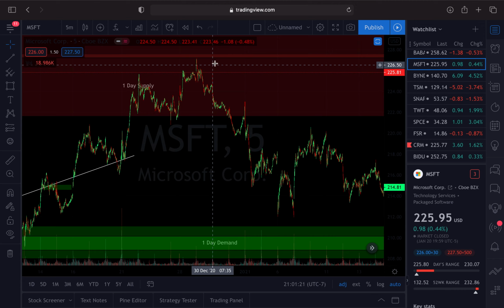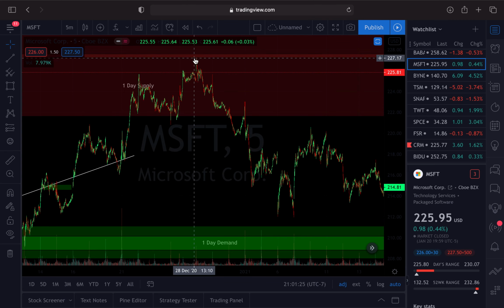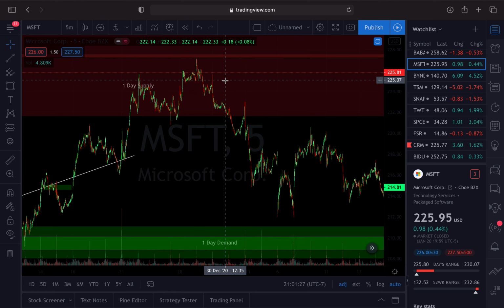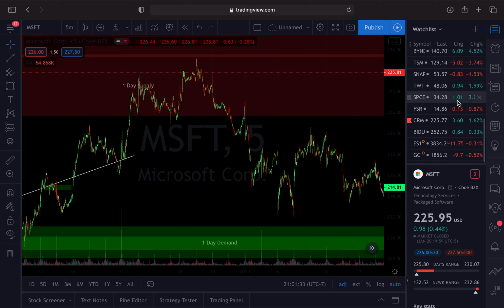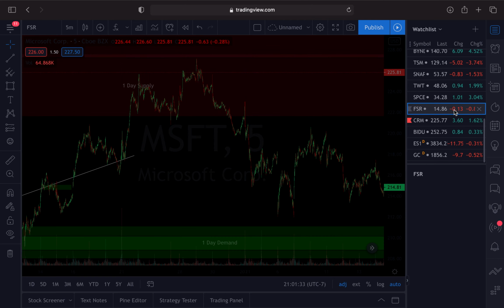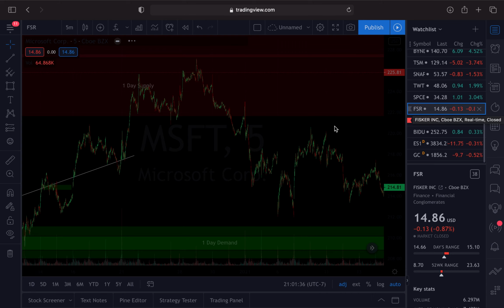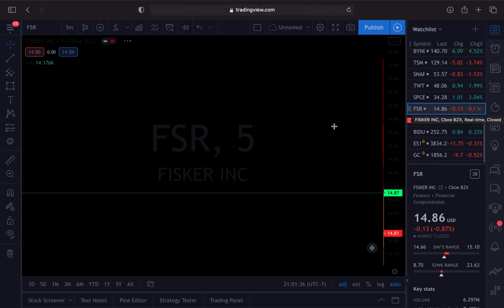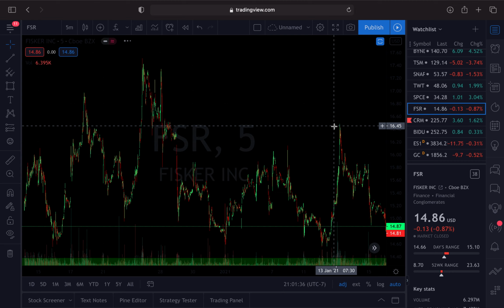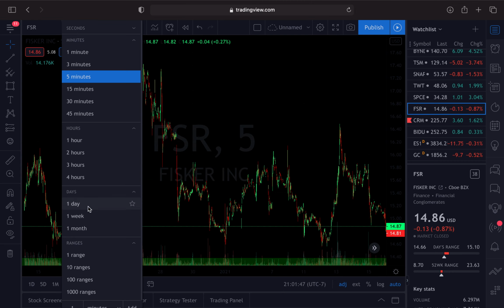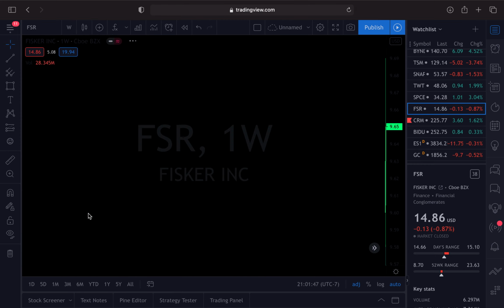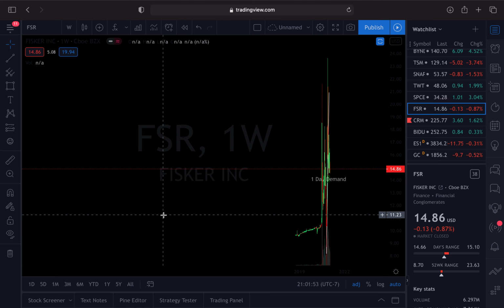All right. So this was the new daily supply that formed. Look where it got rejected, right at the top. Every single stock, I can pull up any stock right now and spot a zone rejection. Let's just go to Fisker, for example. Oh yeah, I remember why this is on my watch list. Go to the weekly. Normally I start with the monthly, but the stock hasn't been around for super long, as you can see right here.